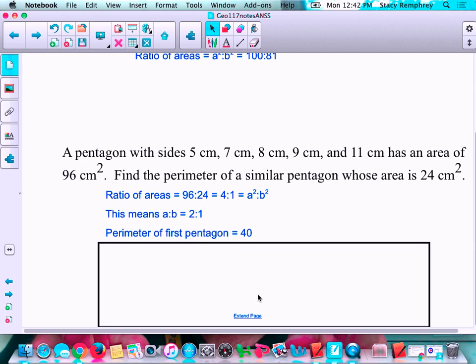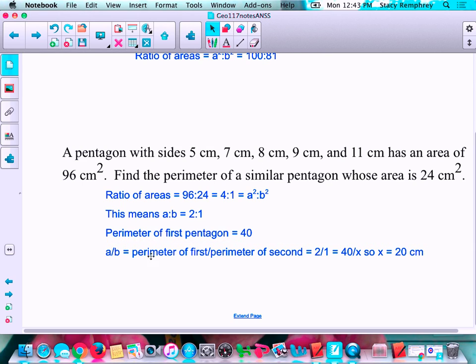The perimeter of the first pentagon is 40. Add all the sides together. So a to b equals the perimeter of the first to the perimeter of the second. Okay, so the scale factor was 2 to 1. The perimeter of the first was 40 over the perimeter of the second, which we don't know. Solve that proportion, and you should have gotten 20 centimeters as your answer.